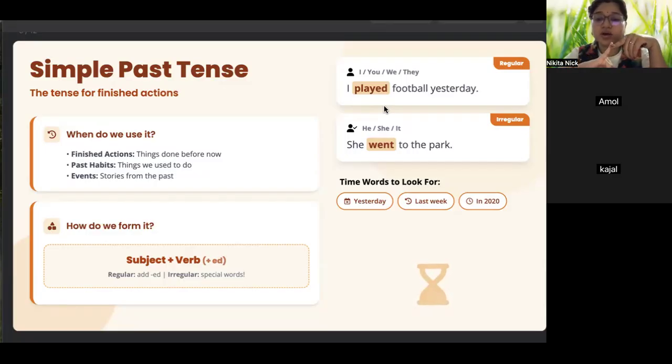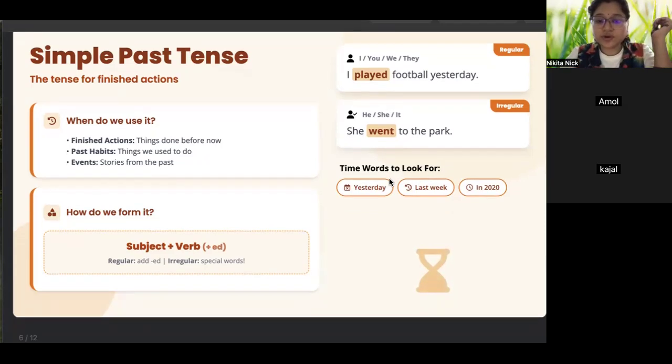So what is the irregular form of go, Kajal? Go, went, gone. Very good. What about eat, Pooja? Eat, ate, eaten. Very nice. Do, Kajal? Do, did, done. Very nice. Do, did, done. Very good.